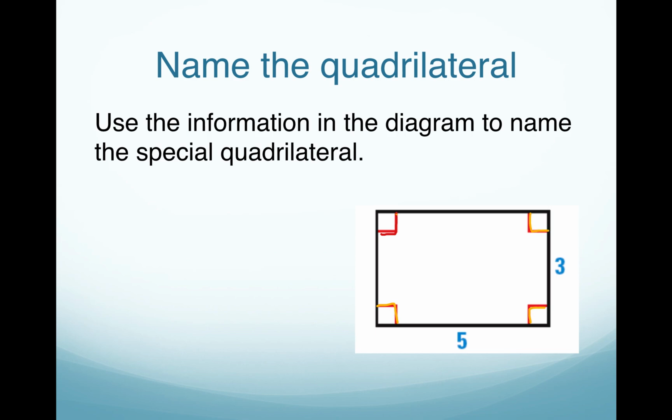For right angles, since they're all right angles, we know they're all congruent. I'm going to jot down that note right here: 4 congruent right angles.